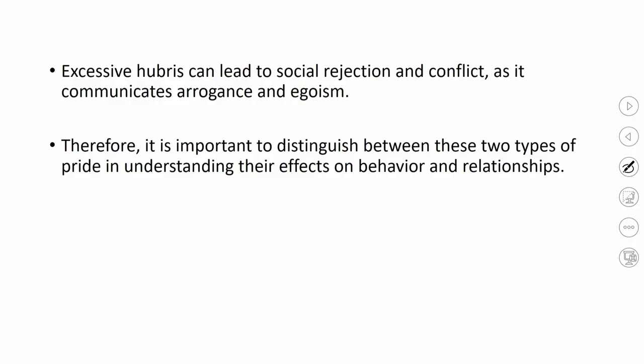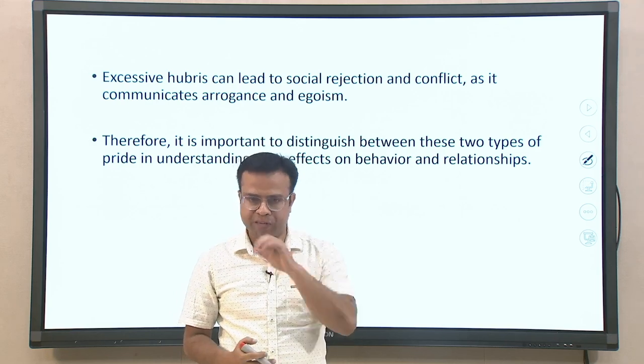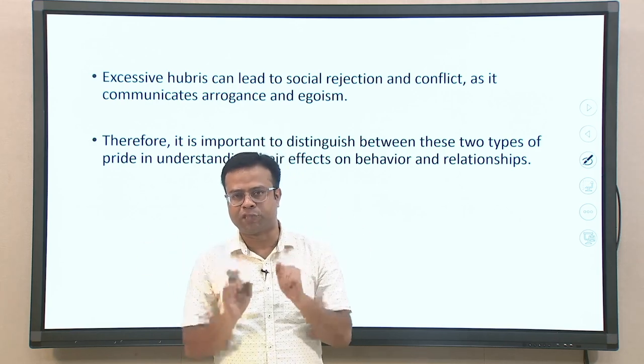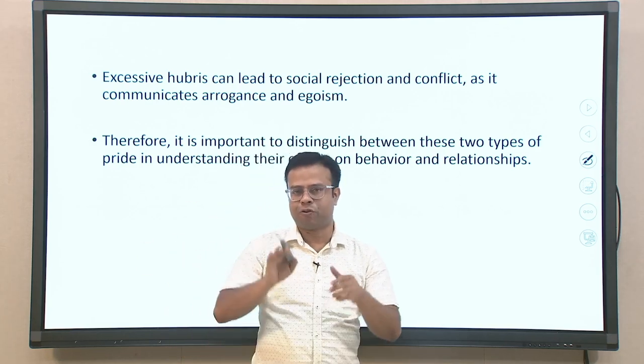Now, excessive hubris, obviously we all know, can lead to various negative outcomes, as we have discussed, aggression and hostility from the persons involved in the expression of the hubris, and it can lead to various negative outcomes in social situations, which may lead to social rejection, conflict and so on. Because it is associated with a sense of arrogance and egoism, which is negatively evaluated by other people in society. So, therefore, it is important to distinguish these two aspects when we talk about pride, in order to understand the diverse aspects of it.